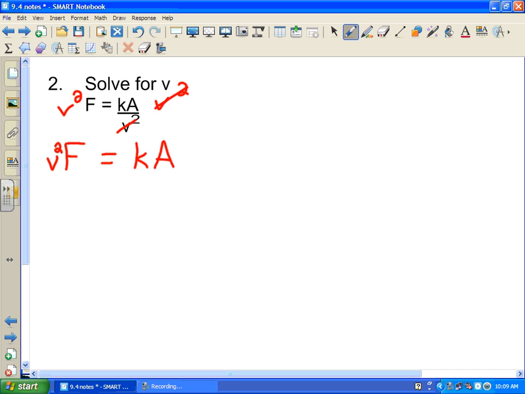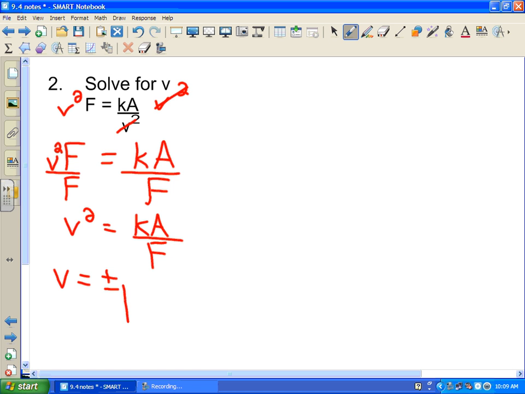Okay, and I had some people earlier today having trouble. Once we did that, they tried to square the f. There's no reason to do anything to the f. All we did is multiply it times v squared. So now what? I'm trying to get v by itself, so divide by f. V squared equals ka over f. So v equals plus or minus square root of ka over f. So simple. Questions now?